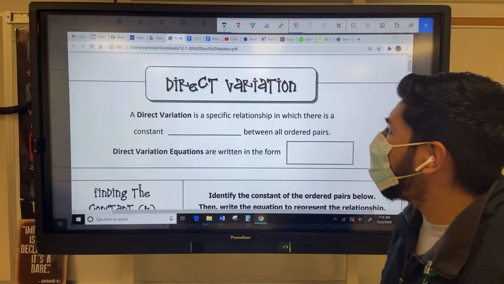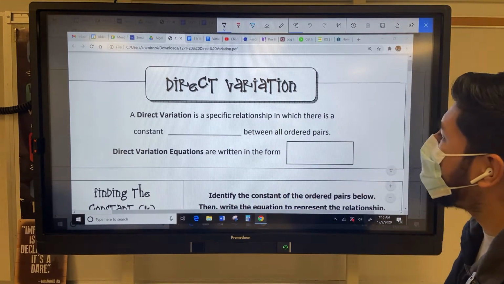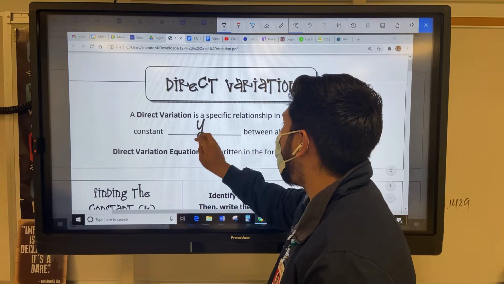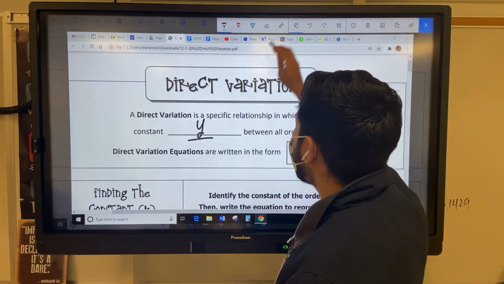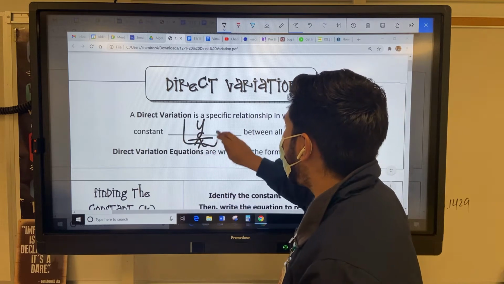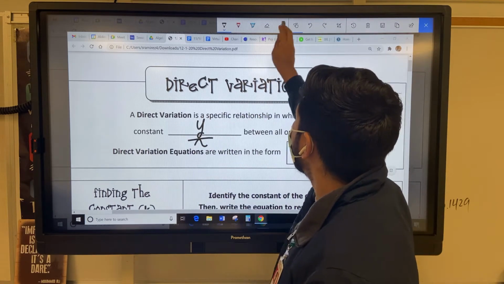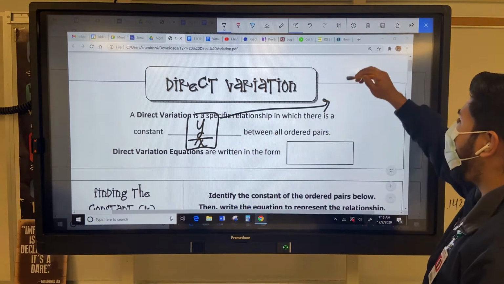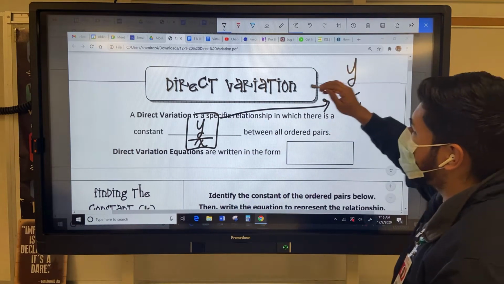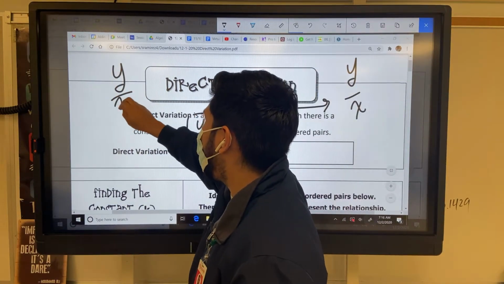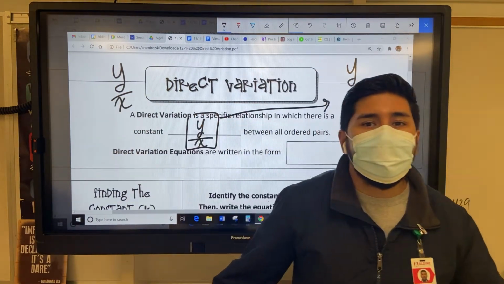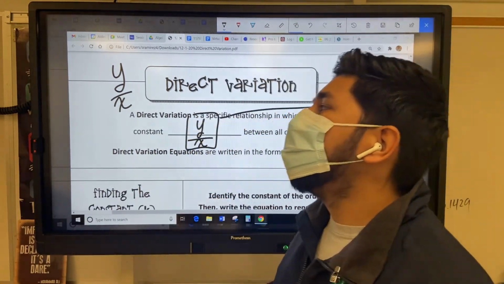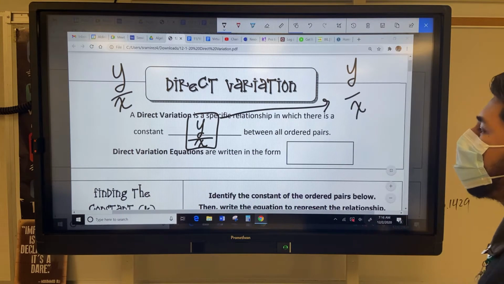Real quick, it says that direct variation is a specific relationship where there is a constant ratio. That ratio is y over x. This is very important. It is y over x. Make sure you write that everywhere. Y over x. Y over x. This is going to be our proportion. It's a type of proportionality thing where we do the butterfly method and then do all the division and stuff like that.